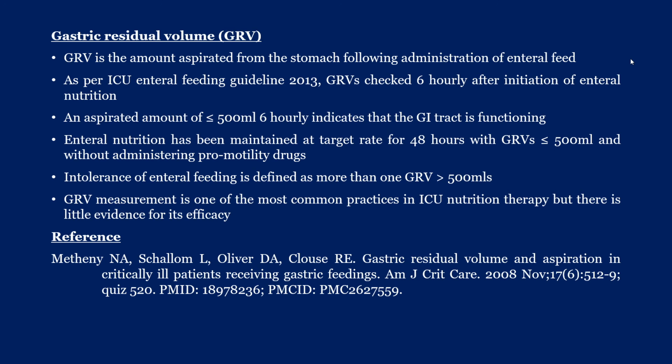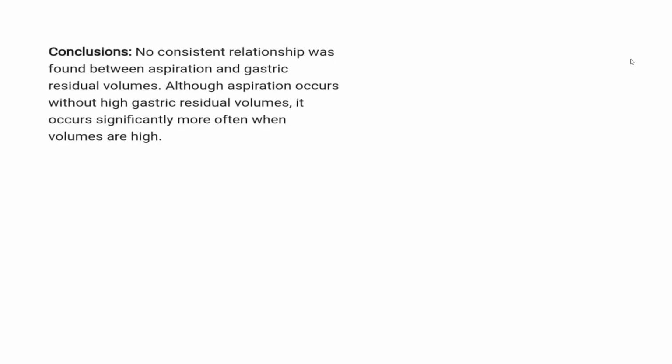If the GRV is up to 500 or less, it shows the gut is functioning properly. If it exceeds, it means the GI tract is delaying the digestion process, which leads to aspiration. So the nurses withhold the enteral feed. Reference of a research paper: the research suggests that no relationship was found between aspiration and gastric residual volume. The efficacy was found to be low.